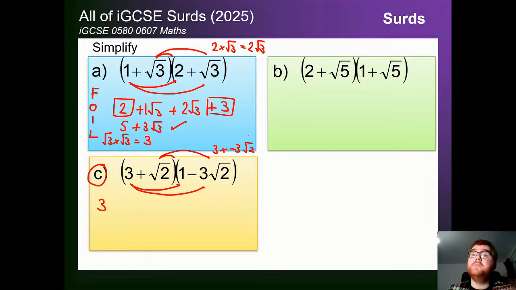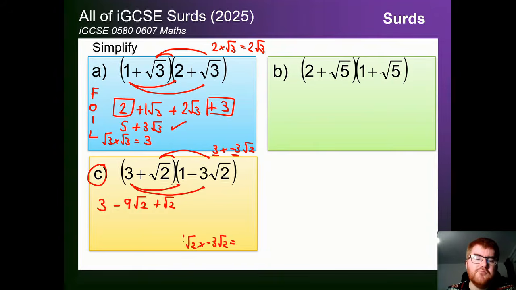Whenever we multiply numbers with surds, focus on the numbers first. 3 times minus 3 is minus 9, leaving the surd alone. 1 times root 2 is just root 2. And this is where it can get a little bit tricky. We have root 2 times minus 3 root 2. So again, let's have a little think about this.